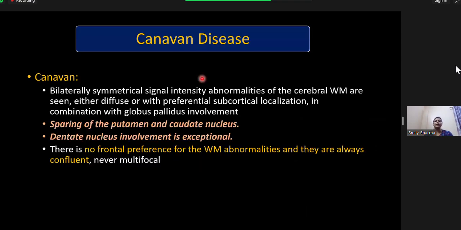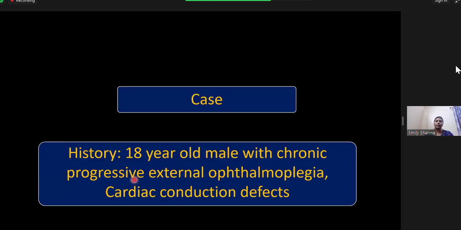So in Canavan's disease, there are bilateral symmetrical signal intensities in the cerebral white matter. They can be diffuse. As we all know, there is subcortical U fiber involvement first, and then there is sparing of the putamen and caudate nucleus. The dentate nucleus is also not involved. And as compared to L2-hydroxyglutaric aciduria, there is no frontal preference in Canavan's disease. It can have multifocal and confluent involvement.